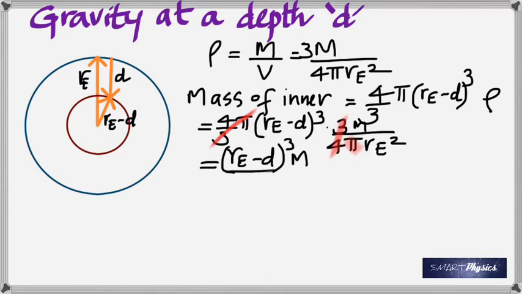Rearrange. You get this. Is that clear enough? Simple cancellation there. Now, we know that at the surface, I'm writing this again, at the surface it's GM by R squared, or generally that's the formula, isn't it?